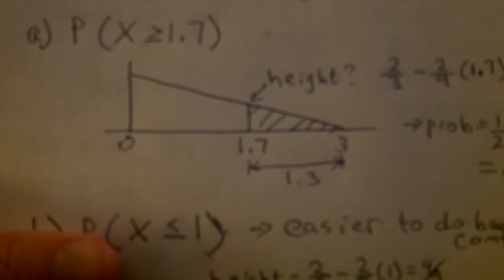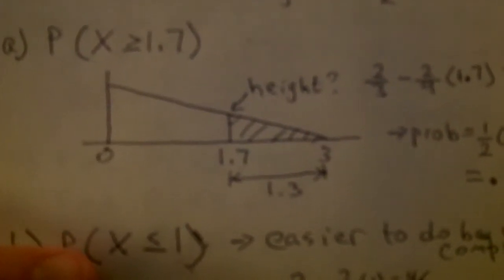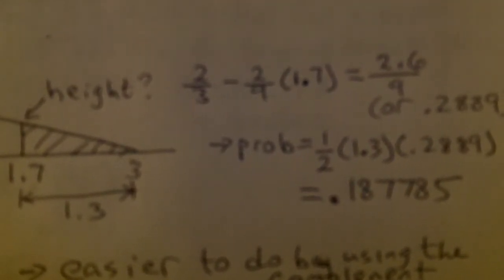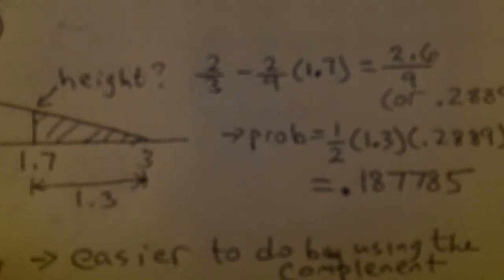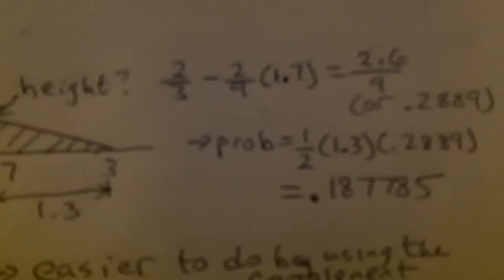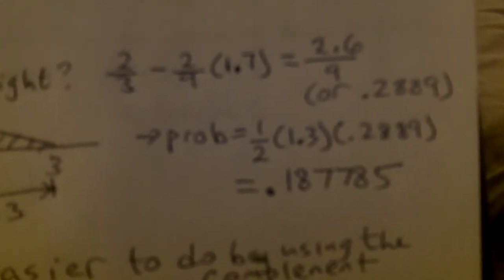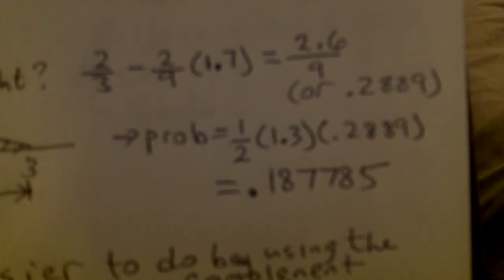Okay, so we need to get the height. We're going to get the height by plugging 1.7 back into our function up at the top. I've written it right here. So we've got 2/3 minus 2/9 times 1.7. If you calculate that out as a fraction, it works out to be 26/90, or as a decimal, it's 0.2889 to 4 decimal places, where the 8 repeats. Okay, so that's our height.